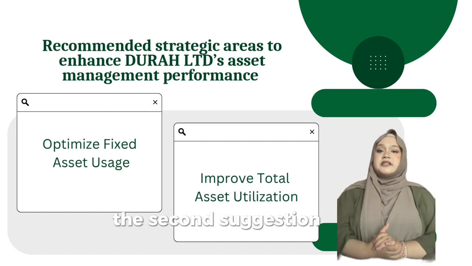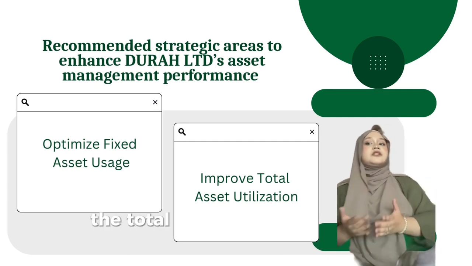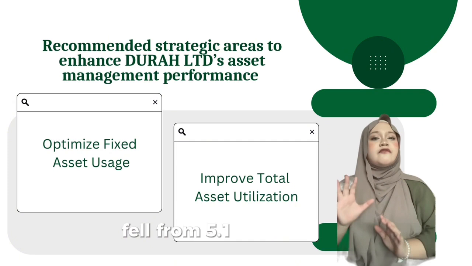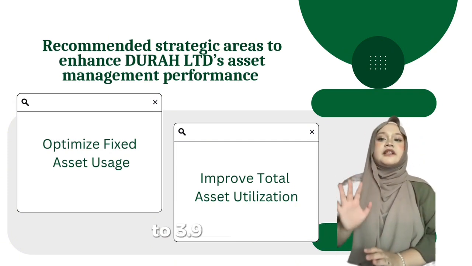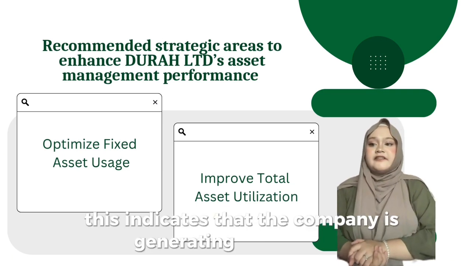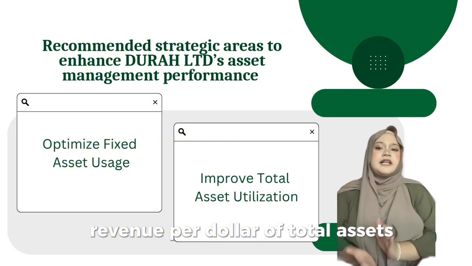The second suggestion is to improve total asset utilization. The total asset turnover ratio for Dura Limited fell from 5.1 times in 2023 to 3.9 times in 2024. This indicates that the company is generating less revenue per dollar of total assets.